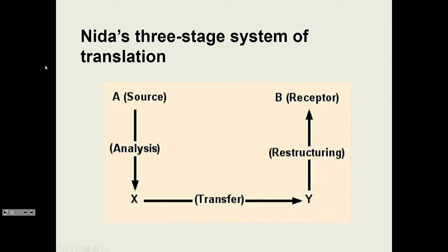This is the diagram that Nida uses to describe this very process. So if we have a look at it again, we can see that A is our source text. We then analyse that source text. We look at it, we decipher it, we try to understand the various deep structures and surface structures of this text. That happens in the analysis. Then we transfer that basic meaning, and then in the final step we restructure, we make it sound good in the target text.